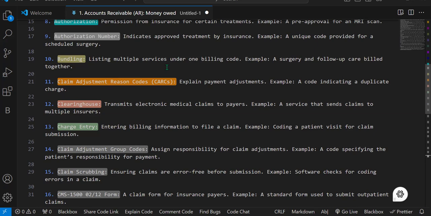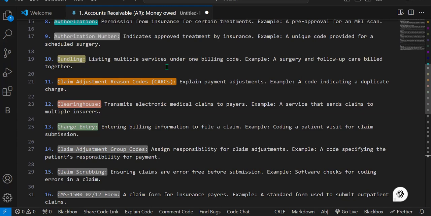Clearinghouse. The clearinghouse is very important. It transmits electronic medical claims to the payers. Between the doctor's office and the insurance, there is a middleman. What is the middleman? It is a clearinghouse. From the provider's office, the claim comes to the clearinghouse, which checks whether all the details are correct. Then the clearinghouse gives the medical claim to the insurance company, which is the payer. It is a service that sends claims to multiple insurers.